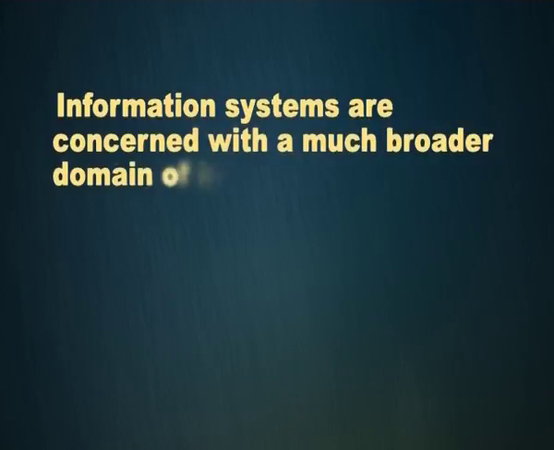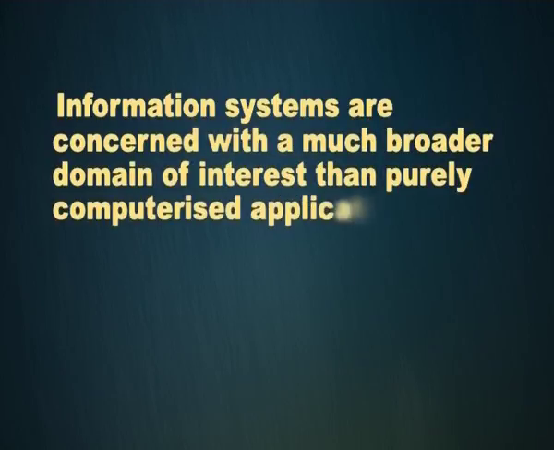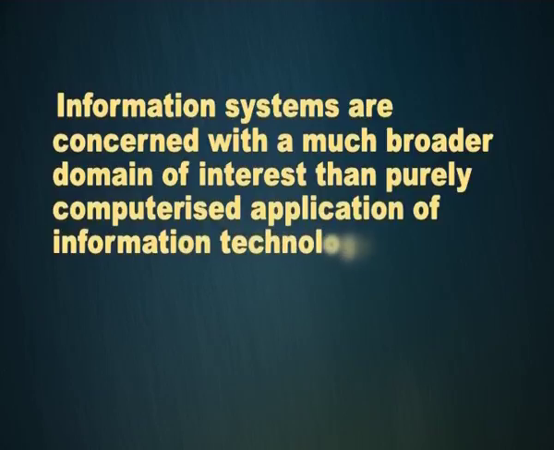An information system, or IS, is a formalized computer information system that can collect, store, process and report data from various sources to provide the information necessary for managerial decision making. Information systems are concerned with a much broader domain of interest than purely computerized application of information technology. Information systems incorporate information technology but are also concerned with information and organizational activities.